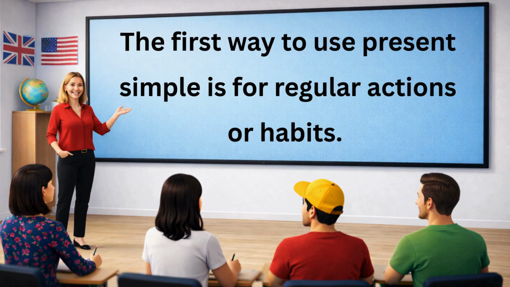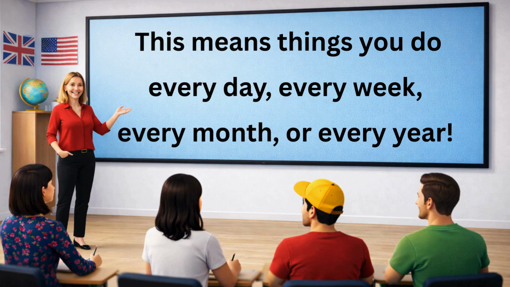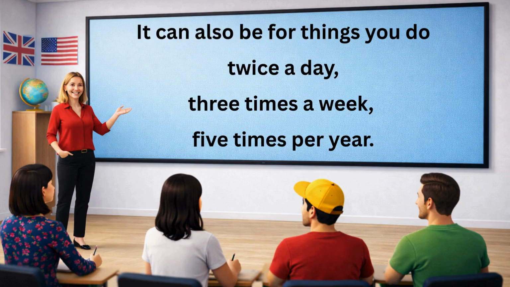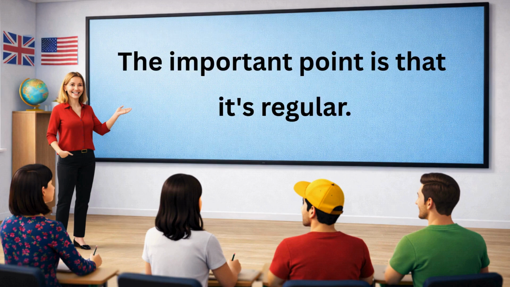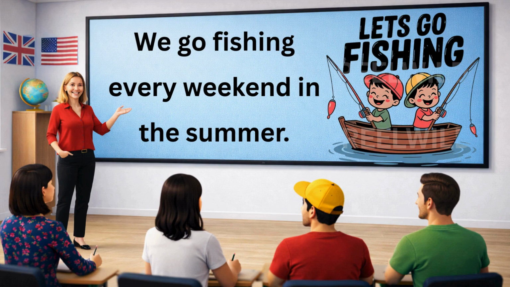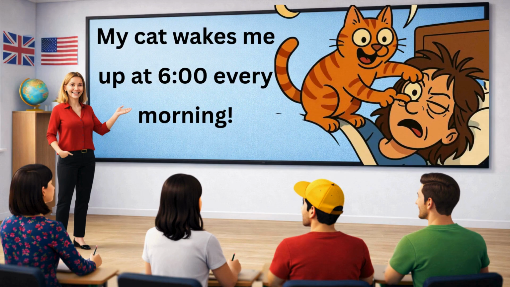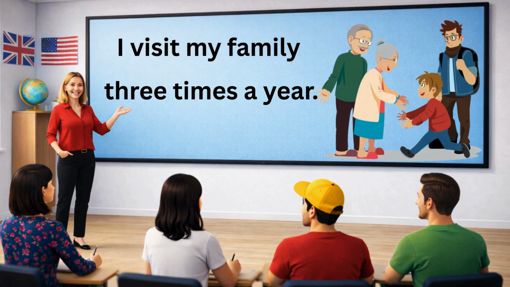The first way to use present simple is for regular actions or habits. This means things you do every day, every week, every month, or every year. It can also be for things you do twice a day, 3 times a week, 5 times per year. The important point is that it's regular. We go fishing every weekend in the summer. My cat wakes me up at 6 a.m. every morning. I visit my family 3 times a year.